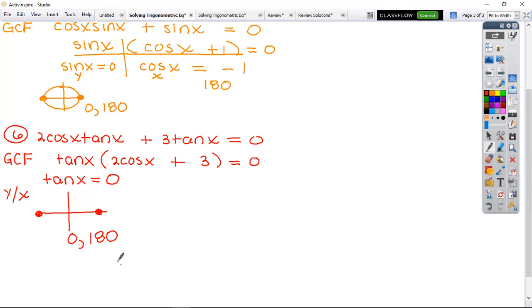And now I go over to the other side. So the other side, I have a 2 cos of x equal to -3 if I subtract that over. Divide by 2. Divide by 2. So I am left with the cosine of x is equal to -3 over 2. I did this on purpose too, because I don't know if we've seen this yet or not. So which quadrant is cosine negative?